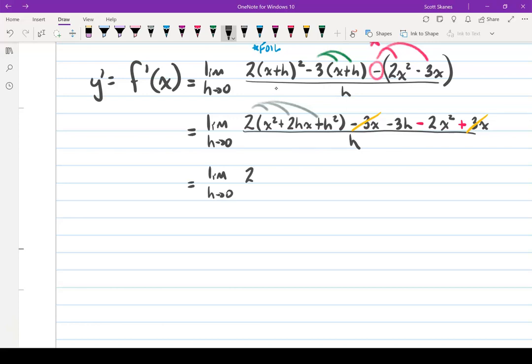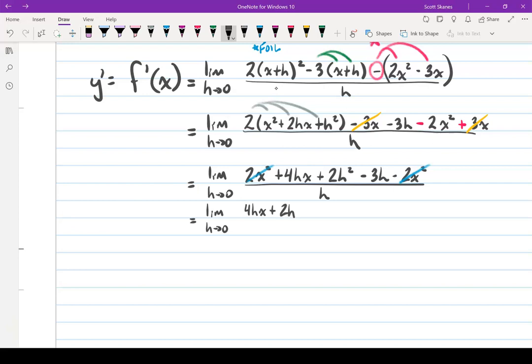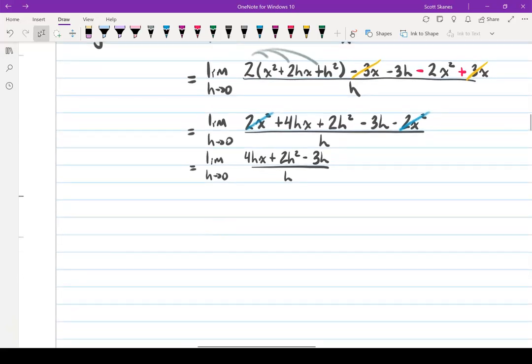This is going to be 2x squared plus 4hx plus 2h squared minus 3h minus 2x squared, and this is all still over h. And what we'll find now is that things are going to cancel once again. This 2x squared and 2x squared are going to cancel, and we're left with this: 4hx plus 2h squared minus 3h all over h. And the top has a common h now. We've got to factor out h.